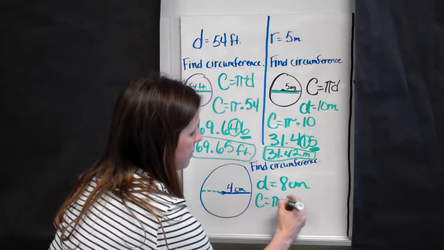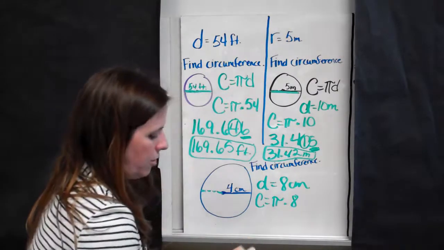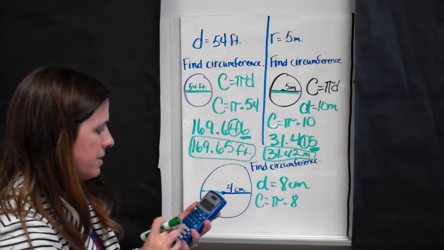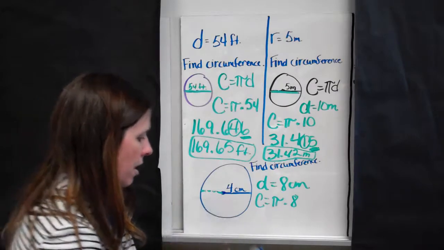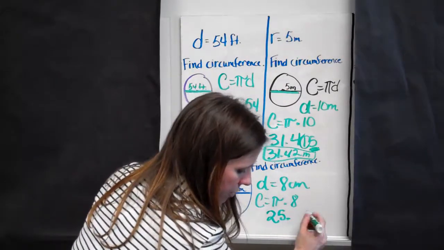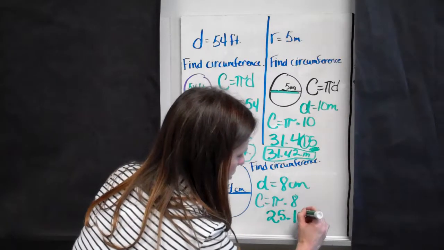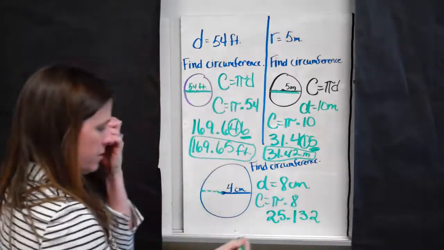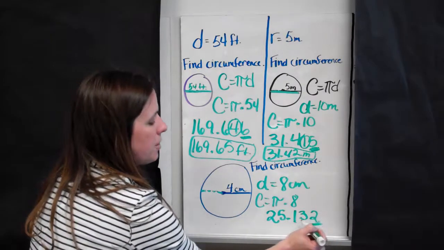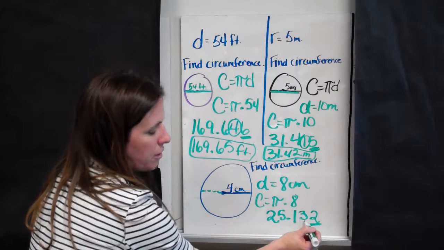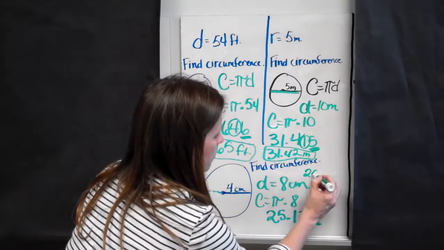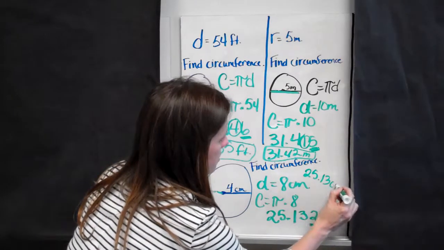Circumference is pi times diameter. So in your calculator, you're going to do pi times 8. And we get 25 and 132 thousandths. 2 is in the thousandths place. It's less than 5. So this time, our number in the hundredths place will not go up. It will stay the same. And it will be 25 and 13 hundredths centimeters.